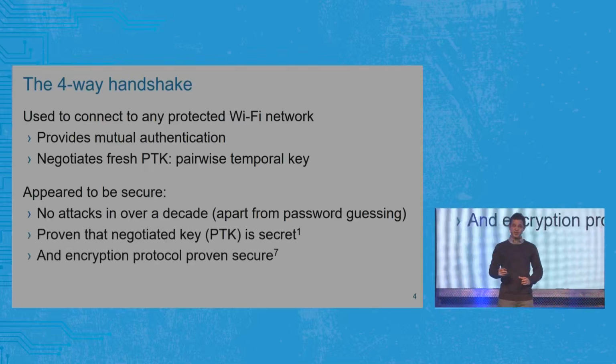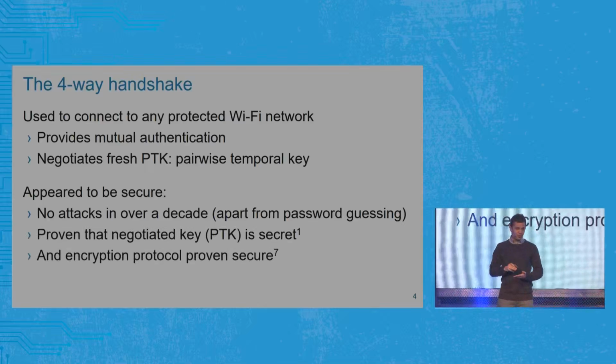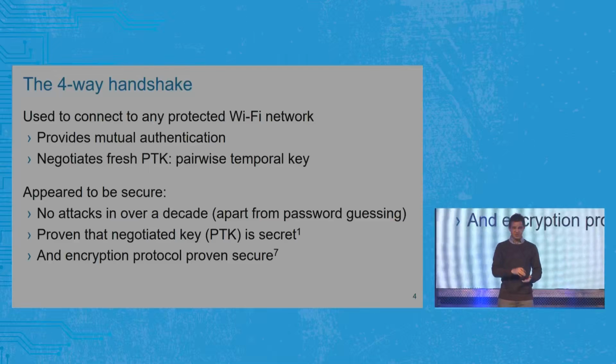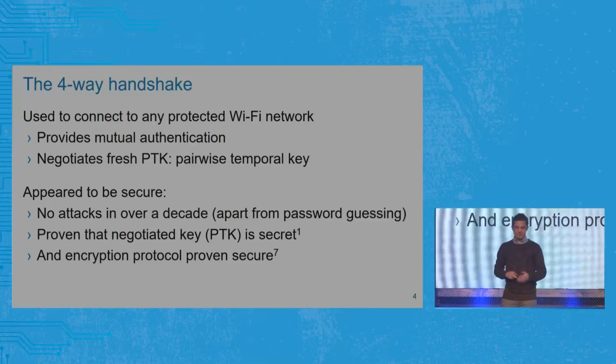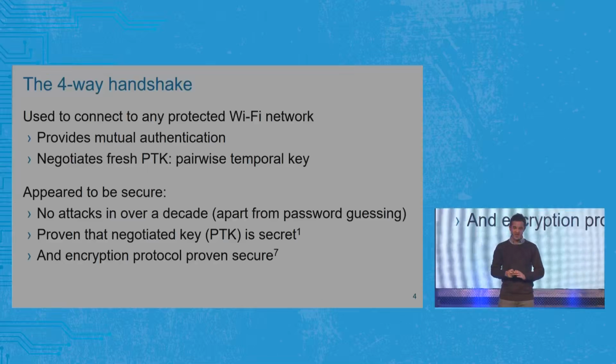On top of that, there are even formal proofs of both the four-way handshake and the encryption protocol that is used after the four-way handshake, namely AES-CCMP. So really, this seemed like the example protocol. It's properly designed, we have formal proofs, and for a long time, there have been no attacks against it. Unfortunately, we did find an attack.